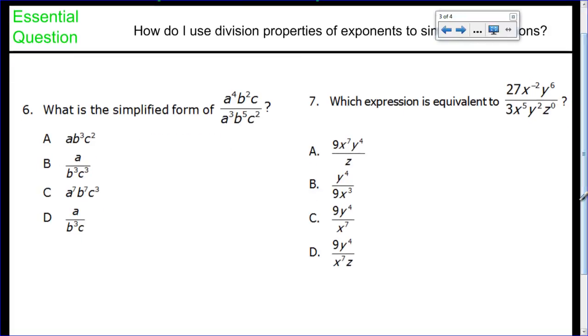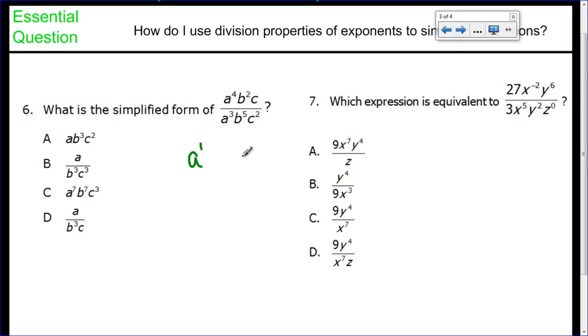So let's do a few more. So number 6 and number 7 are multiple choice questions. We're going to simplify it and then find the one that matches. So we're going to go one base at a time. So I have a to the 4th over a to the 3rd. So I'll subtract 4 minus 3 is 1. So that becomes a to the 1st, or just a.